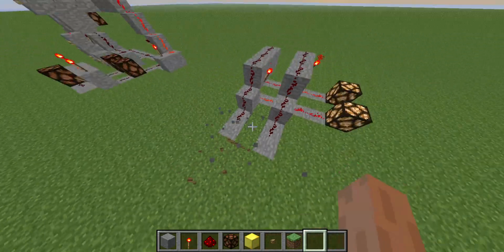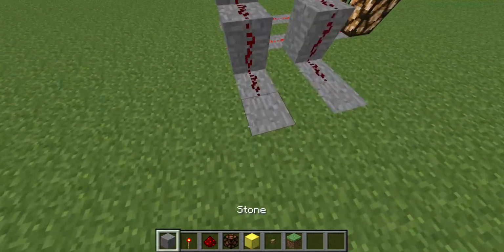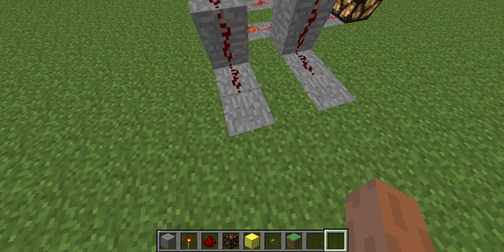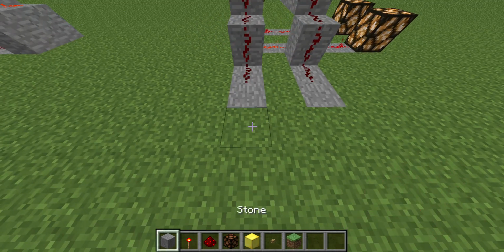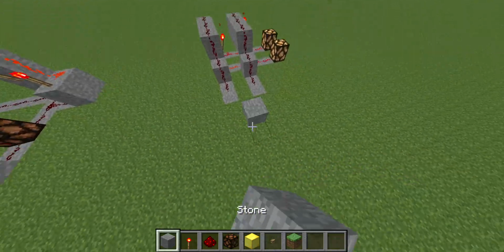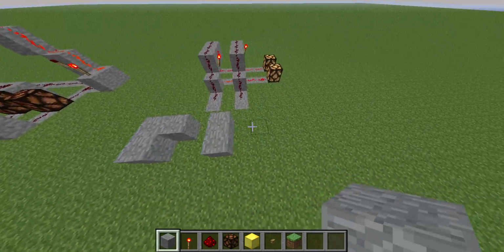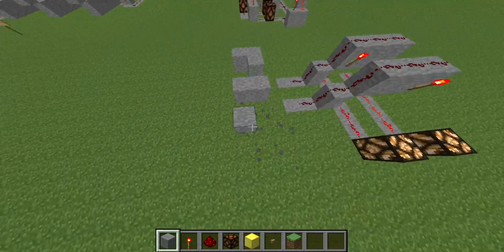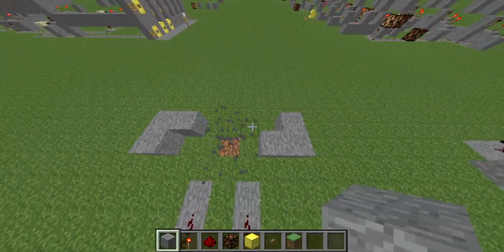Now, technically, what you could do with this is you could take this as an SR latch. You know, put a basic one of these on here.